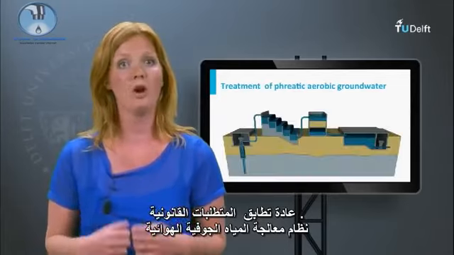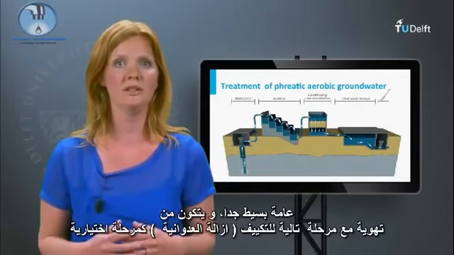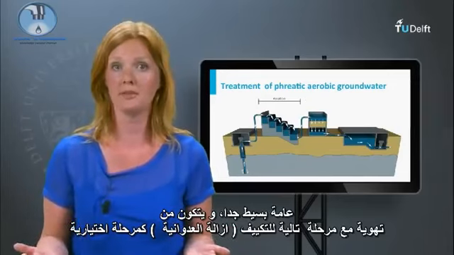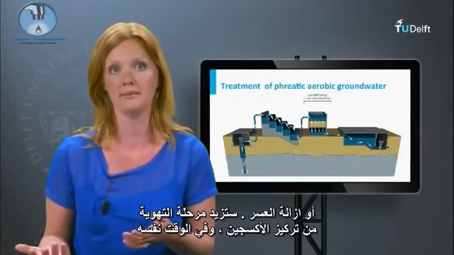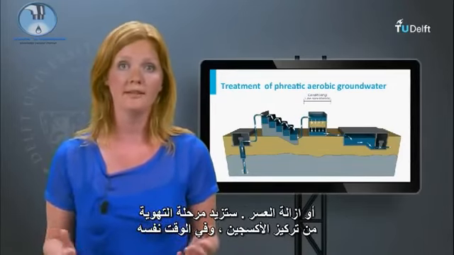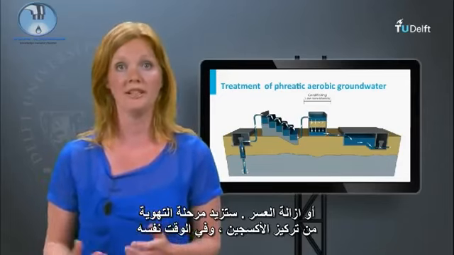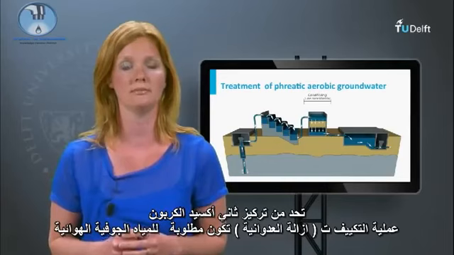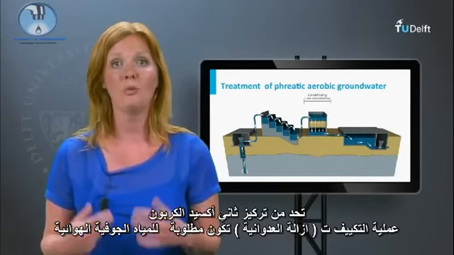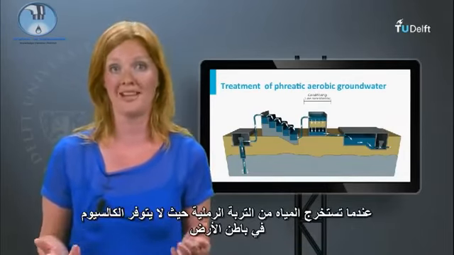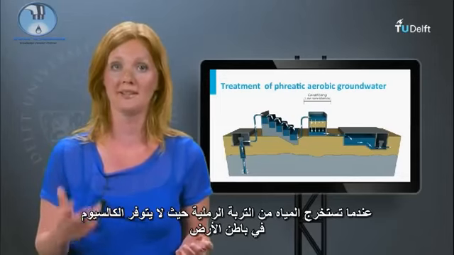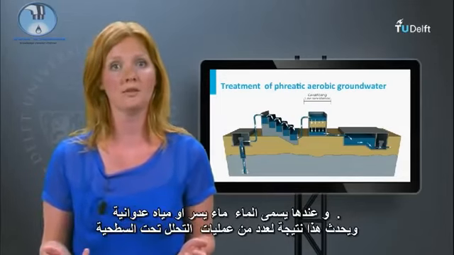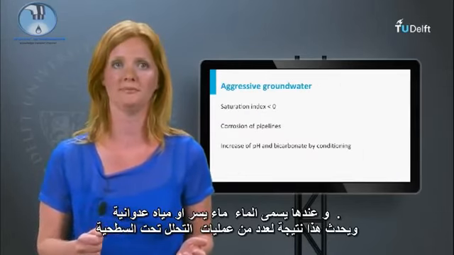The treatment scheme of aerobic groundwater is generally very simple and consists of aeration with optional subsequent conditioning or softening. The aeration phase will increase the oxygen concentration and at the same time reduce the carbon dioxide concentration. Conditioning is desired when aerobic groundwater is abstracted from sandy soils where no calcium is available in the subsurface. The water is called soft or aggressive water.